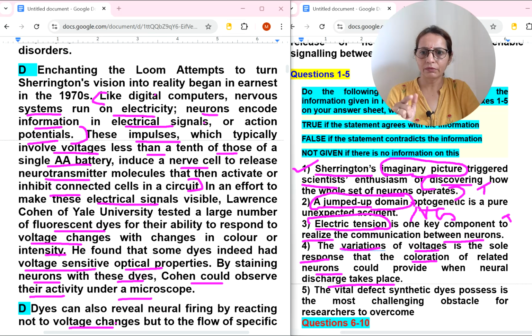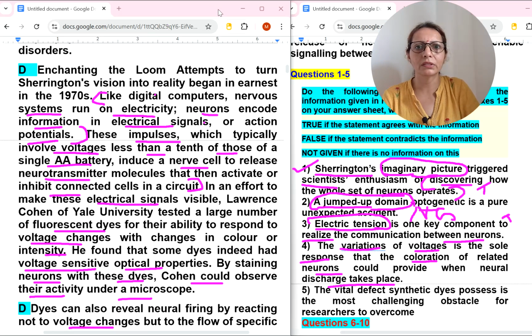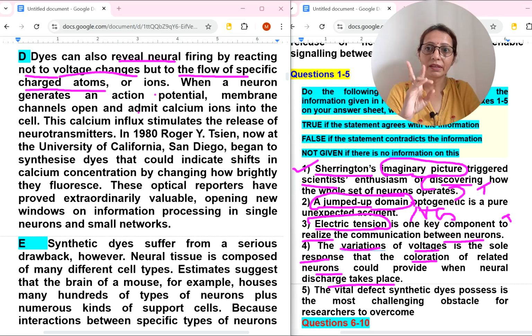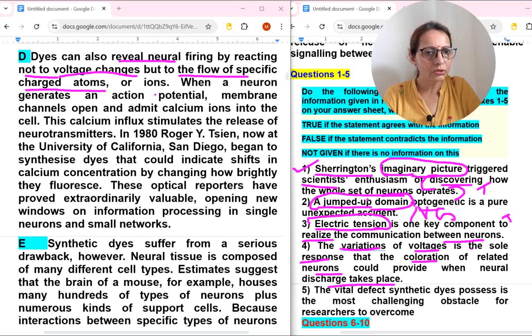I think we have got the location in paragraph D. Let's read it over there. Yes, this must be the location. Voltage changes, variations. Dyes can also reveal neural firing by reacting not to voltage changes but to the flow of specific charged atoms. Okay, so here they are saying something different. Here in the question statement they were saying variations of voltages is the sole response. It is the only response. Okay.